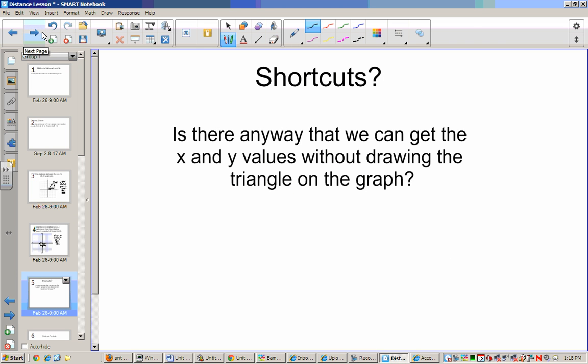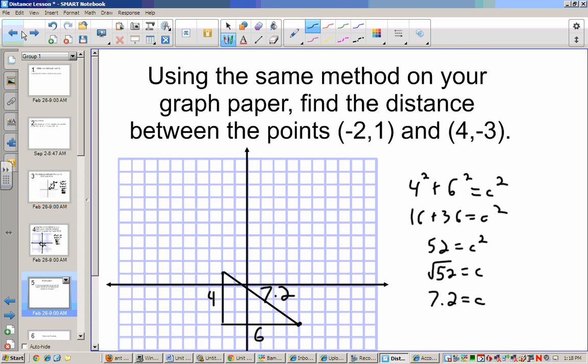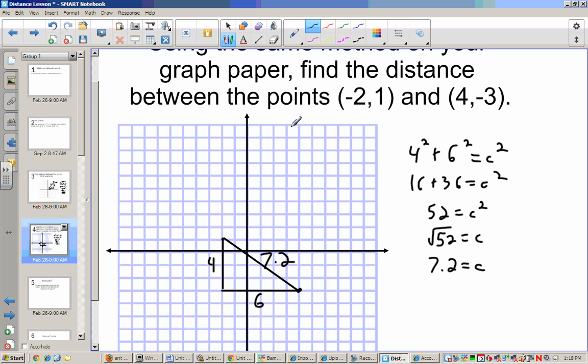All right. Now let's look and see if there's any shortcuts. So let's look back at this problem. If I have negative 2 and 4, how would I get 6? And if I have 1 and negative 3, how would I get 4? Hopefully, you're screaming that that is subtraction. So if I take 4 minus negative 2, I get 6. Negative 3 minus 1, I get negative 4. Going down is still a distance of 4. So that's how we get those numbers.